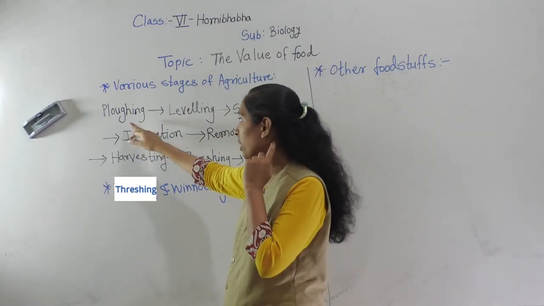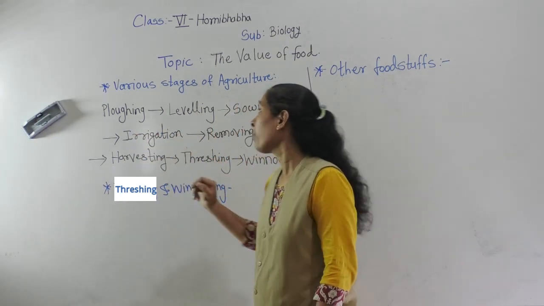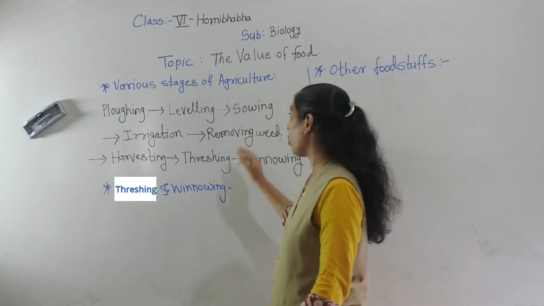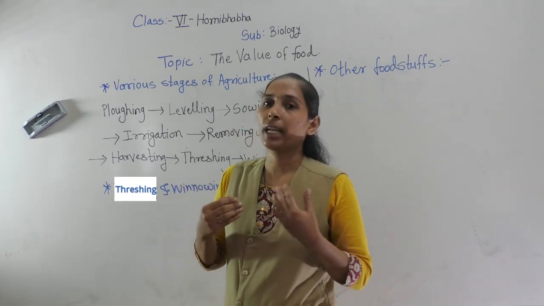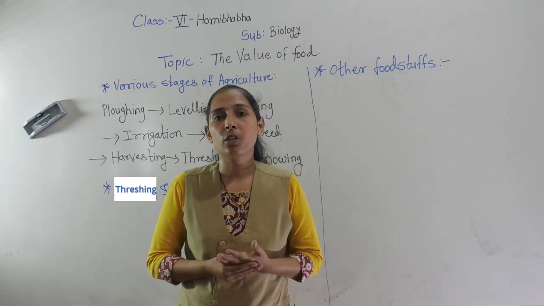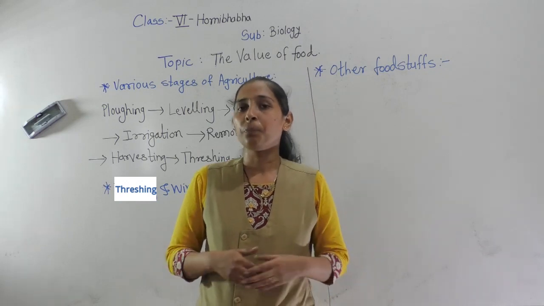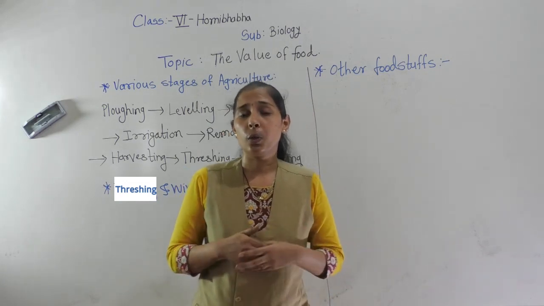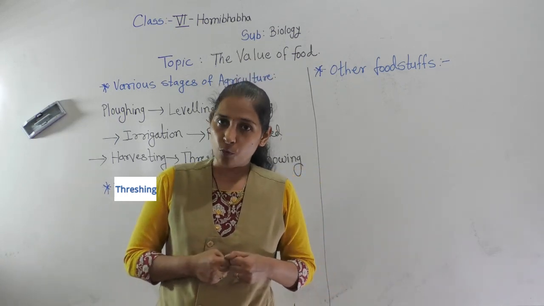So first we discussed plowing, then we discussed leveling. After that, the next agricultural practice is called sowing. Once the soil is prepared for agriculture, the farmers sow the seeds. After sowing, it is very important that the seeds get the proper amount of water.